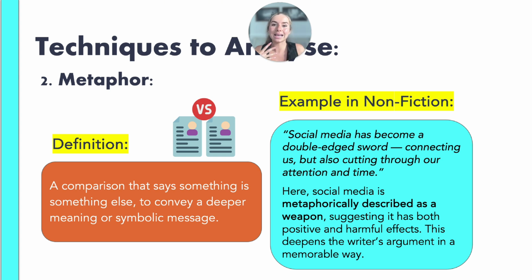So this actually allows the reader to really understand the severity of it, because we obviously understand what a sword is. A sword is a pain and a sword causes harm. So by comparing it to a metaphor, something that is harmful, it allows us to really understand the extent to which the author is talking about the harmful effects of social media in this example.